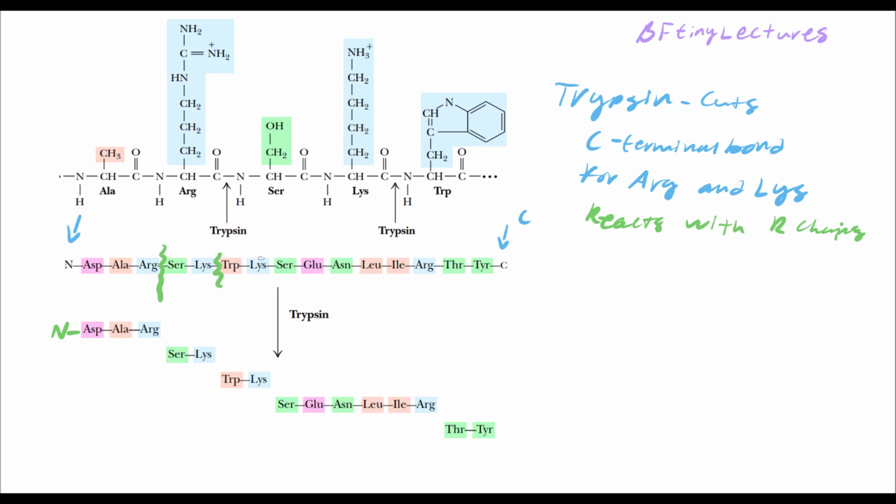Now I go tryptophan, lysine. I could cut that as well. Serine, glutamine, asparagine, right? Leucine, isoleucine, arginine. Oh, arginine, I can cut that. And now I have a chunk right here. Threonine, tyrosine, and then the C terminus group.